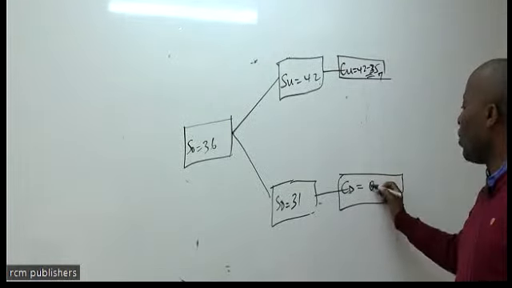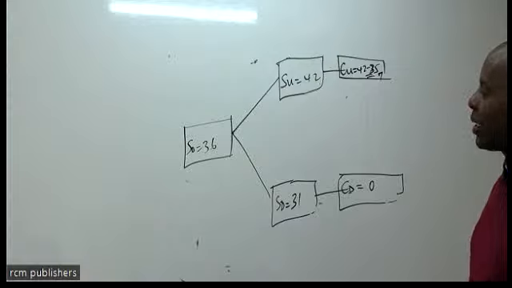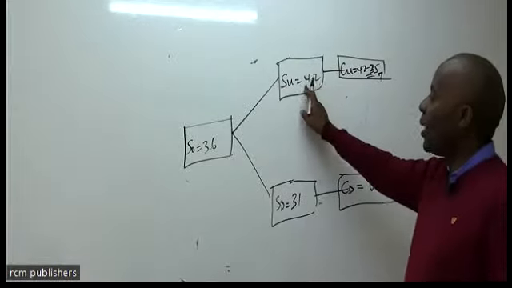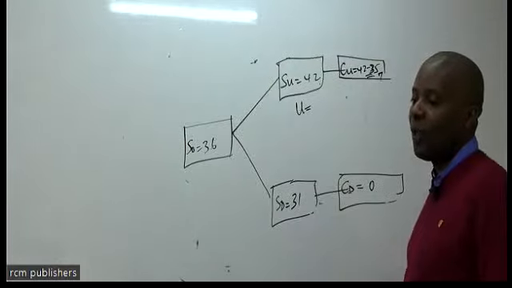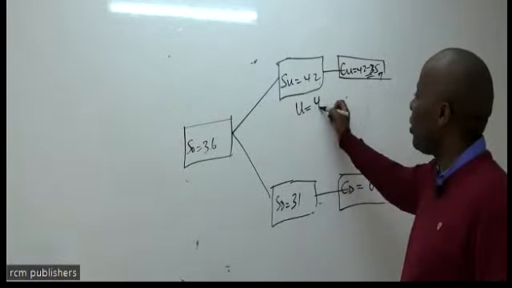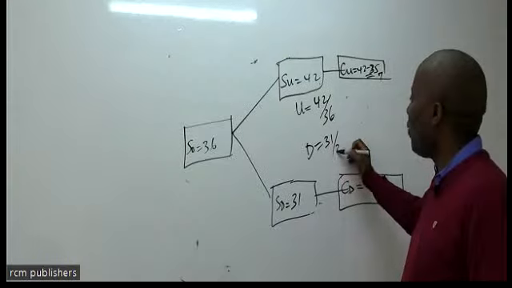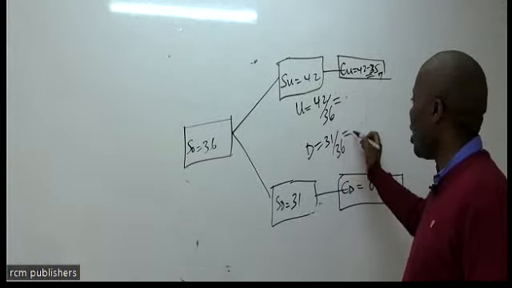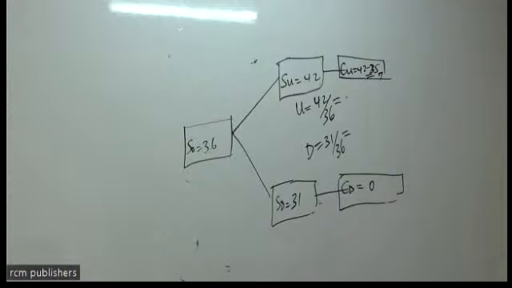Of course, the other one will be 0. When they give you the upward price and downward price, you have to calculate the upward index itself. So the upward index will be 42 over 36. The downward will be 31 over 36. What figures do you have here?